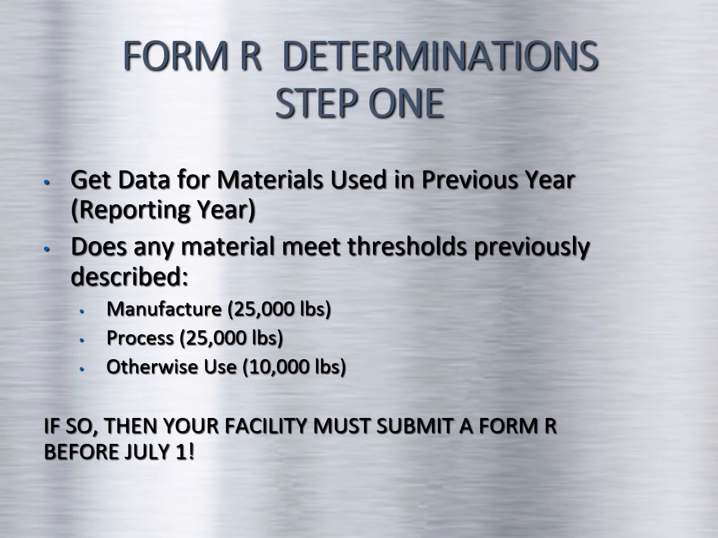There are two major steps for Form R submittals. The first is to determine whether your facility exceeds any of the thresholds we've just discussed. Your facility may only have one chemical to report, or it may have dozens. Anyway, you must submit a Form R for each chemical that exceeds that threshold. If your facility exceeds a threshold for even one chemical, it must submit a Form R before July the 1st for the previous reporting year.